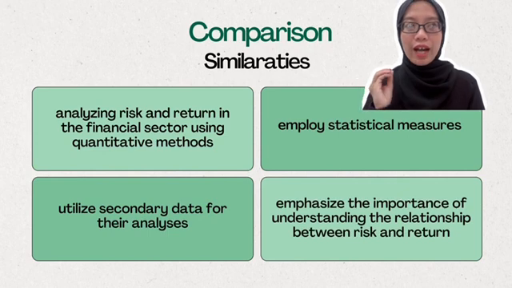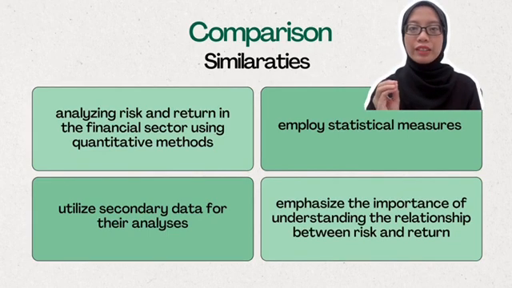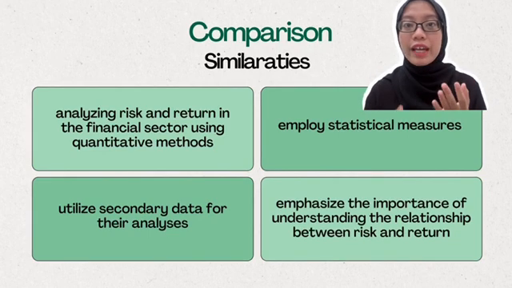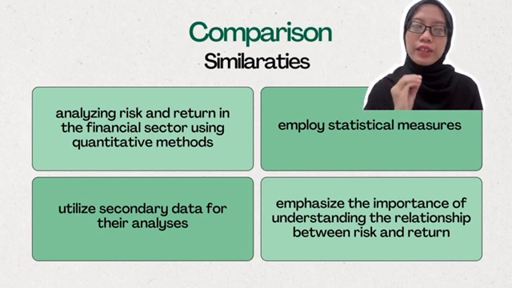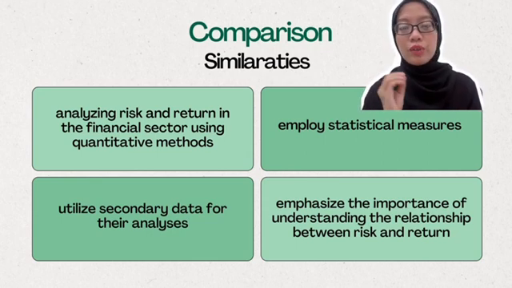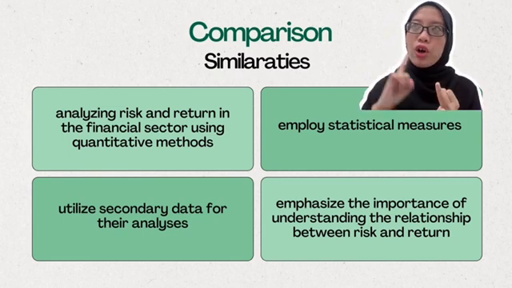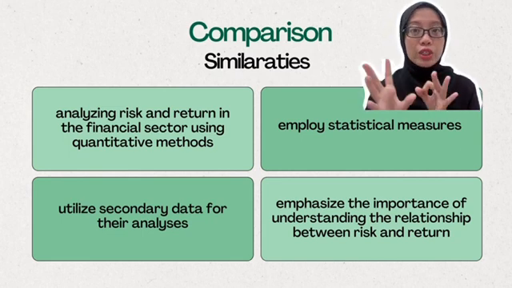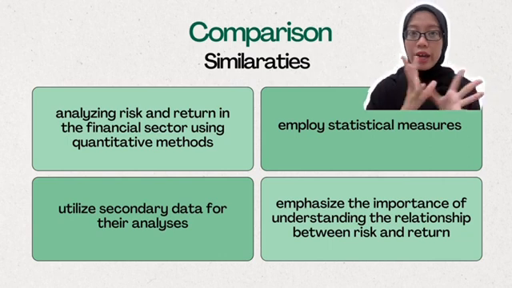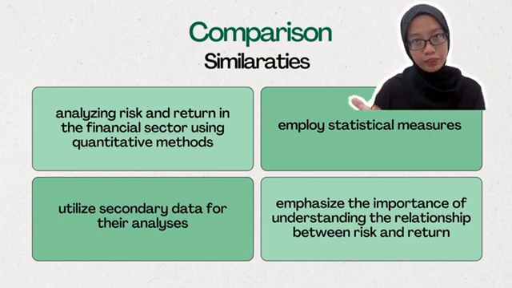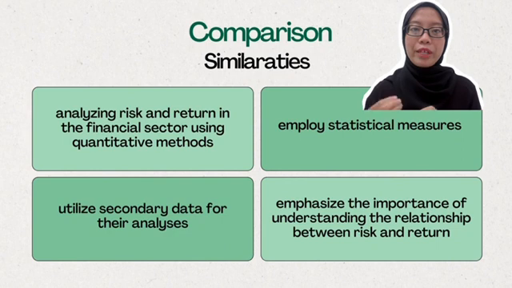Similarities of articles. So both articles focus on analyzing risk and return in the financial sector using quantitative methods. They employ statistical measures such as standard deviation, correlation of coefficient, and beta, which is all this in Article 1, and portfolio variance in Article 2 to assess the performance of various financial assets.